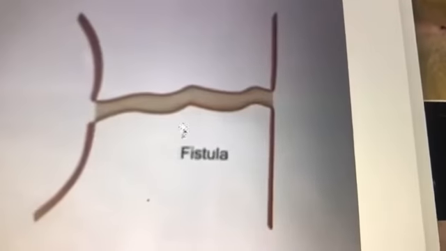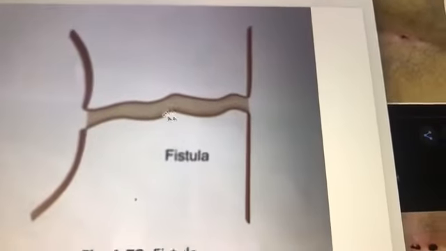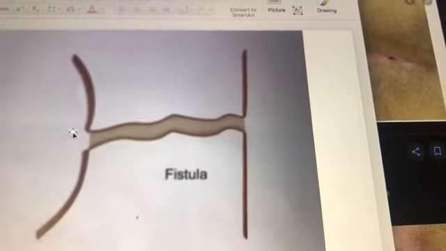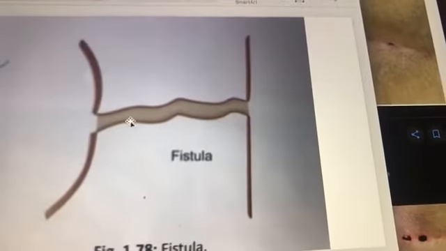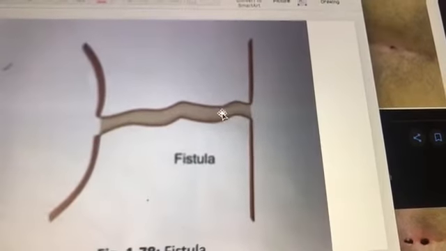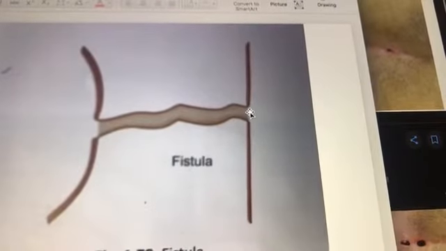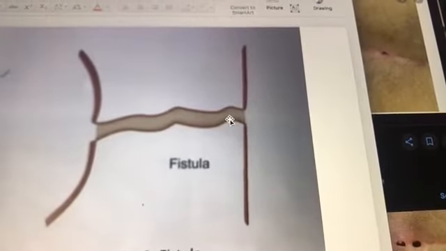I can show you the fistula picture, then you can understand very easily. You see, this is the fistula. This is one epithelial surface and this is the other epithelial surface. So there is a communication between the two epithelial surfaces, or endothelial surfaces. This is the tract and both ends are open. So the fistula may be defined as an open tract extending from one epithelial surface to the other, or from one endothelial surface to the other.